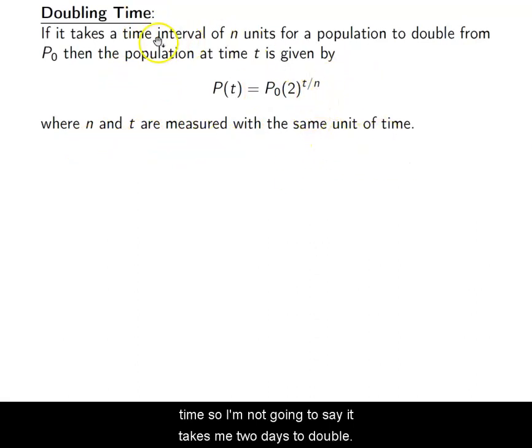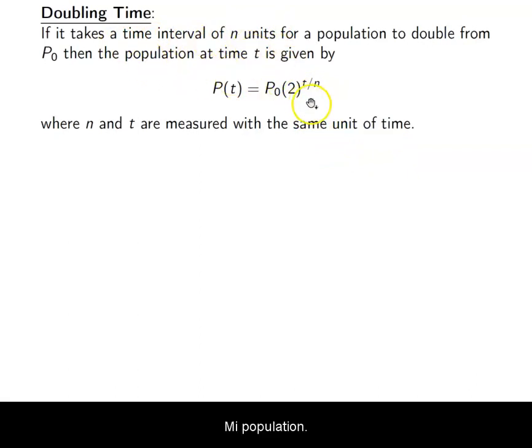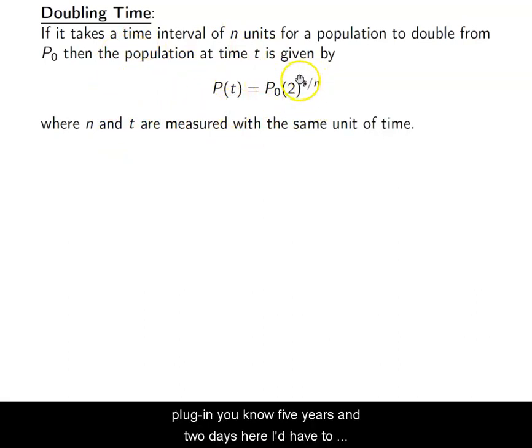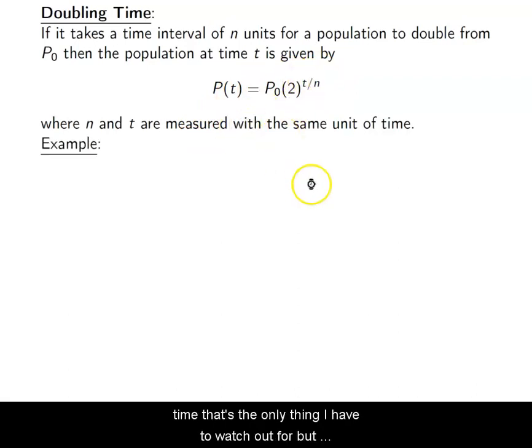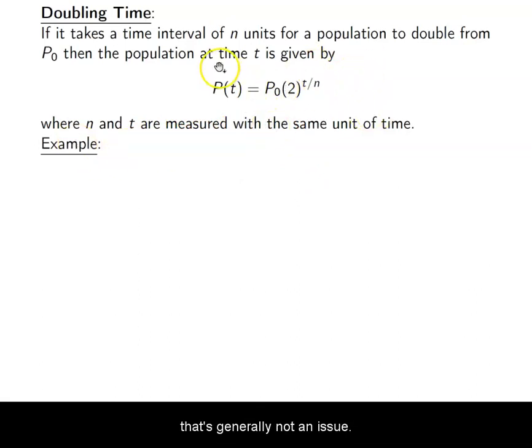So I'm not going to say it takes me 2 days to double my population, and then after how many years, right? So I wouldn't plug in 5 years and 2 days here. I'd have to change the years into days before I could do the math. So my t and my n have to represent the same unit of time. Okay, that's the only thing you have to watch out for, but that's generally not an issue when you're going through these problems. So let's go ahead and do an example.